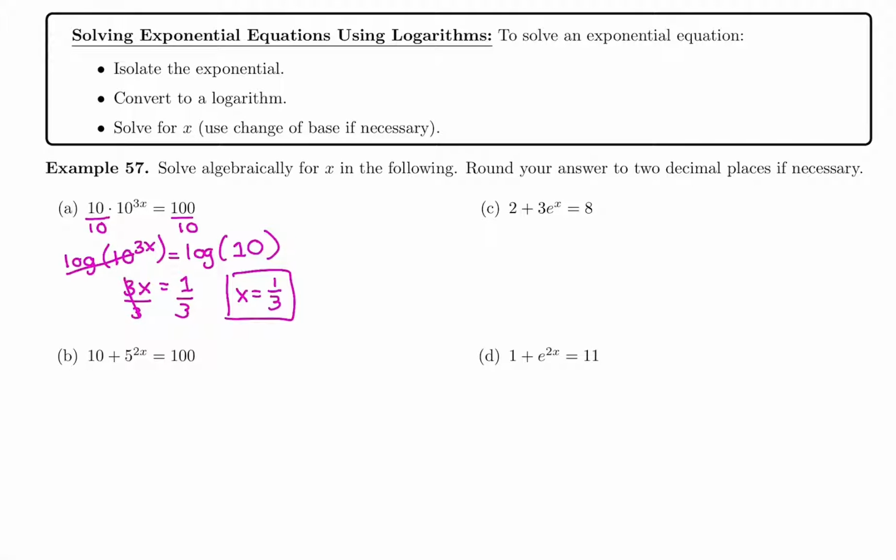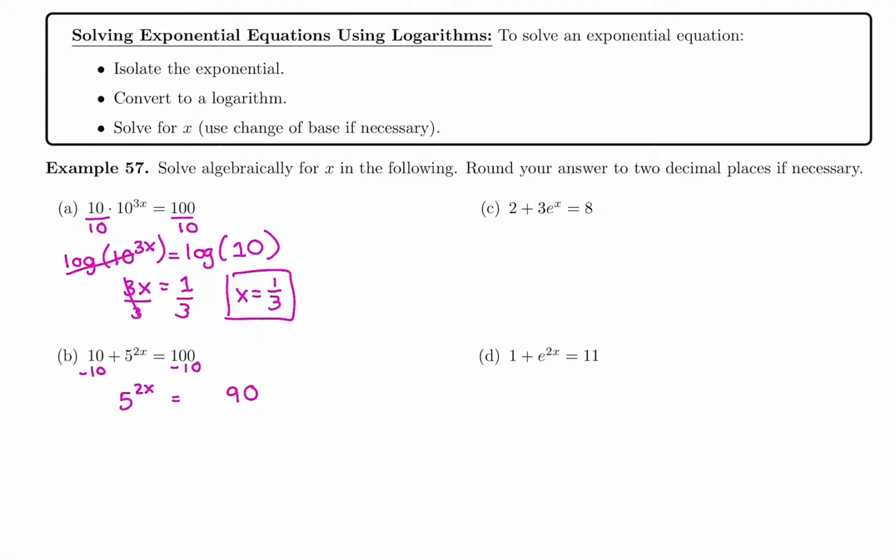Moving down below that, we have 10 plus 5 to the 2x equals 100. Again, the x is stuck up in the exponent, so I'm going to have to use log to get it down. Before I do, I need to subtract 10 to get the exponent on one side by itself. So I'm going to have 5 to the 2x equals 100 minus 10, which is 90.